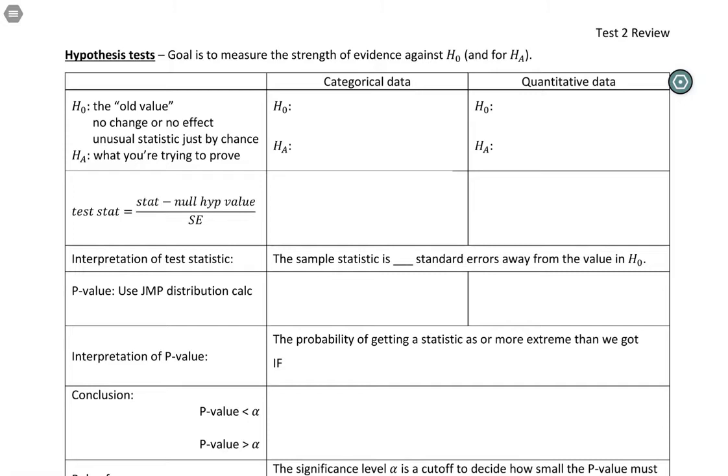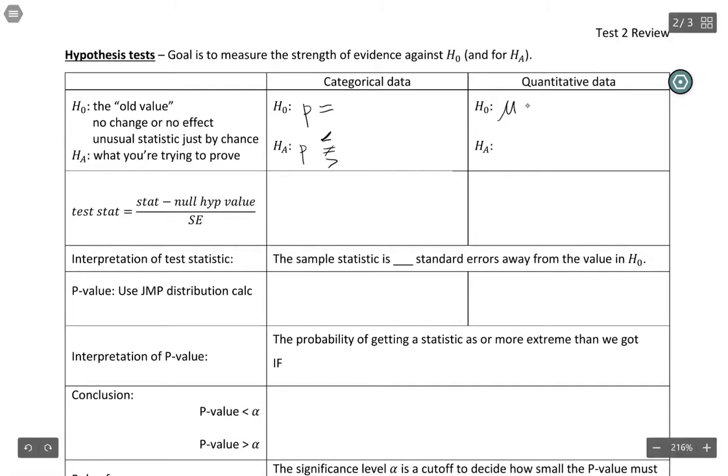And then whatever you're trying to prove, you want to put that in the alternative hypothesis. Okay, so the null hypothesis is always going to have an equal sign in it. So if we're talking about categorical data, it would always be that the population proportion is equal to some value. And then the alternative, what you're trying to prove, would be that it's either less than, not equal, or greater than some value. Okay, go ahead and do it for quantitative too.